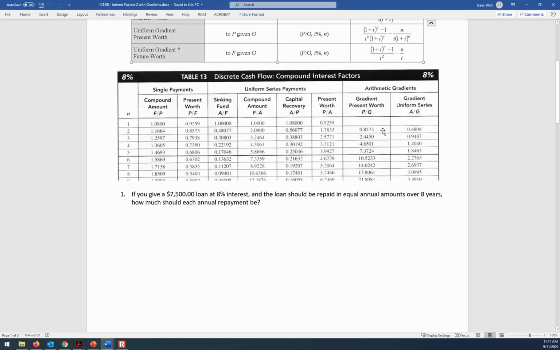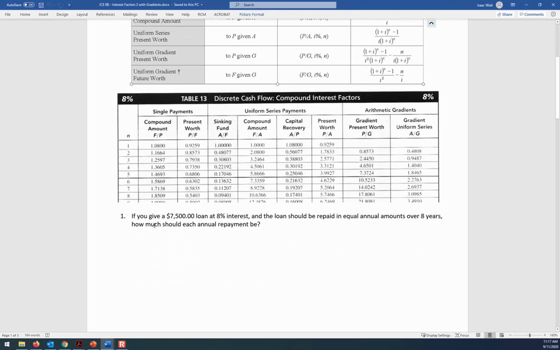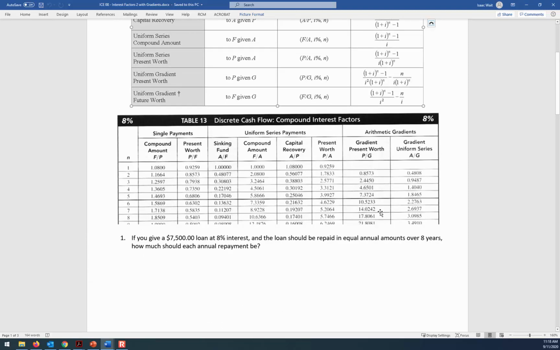All right, so on problem 1, you have the flexibility of using either the factor table or you can use the equation method, and we want to find out if you give a $7,500 loan at 8% interest that should be repaid in equal annual amounts over 8 years, then how much should each of the annual repayments be? All right, so let's pause for a moment to do that kind of refresher, and then we'll actually, in the second problem, sequentially step through some of the ideas having to do with a gradient. So if you finished problem 1 really quick, you can go ahead and jump ahead to the second one.